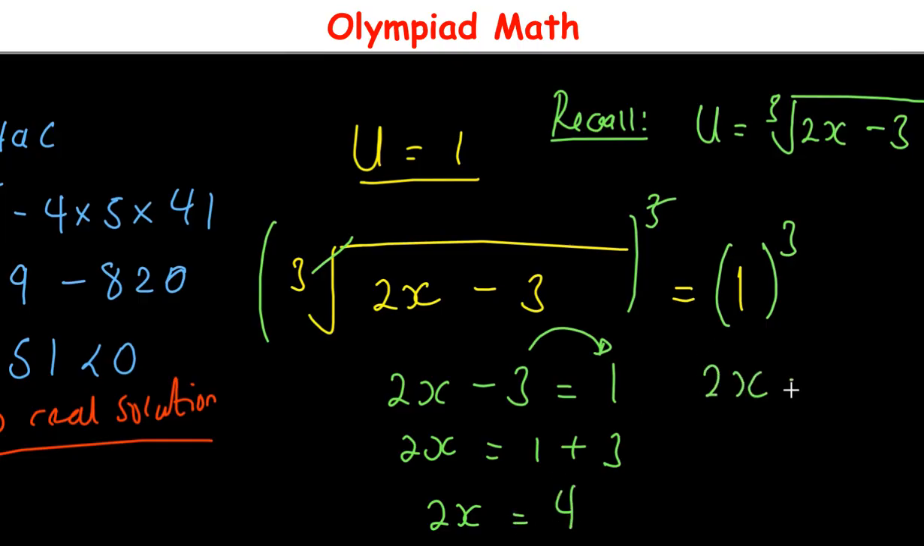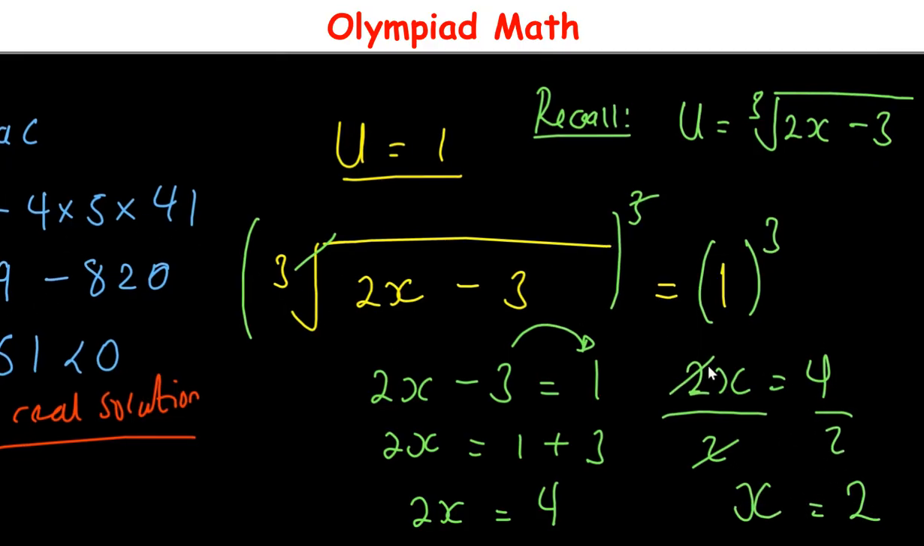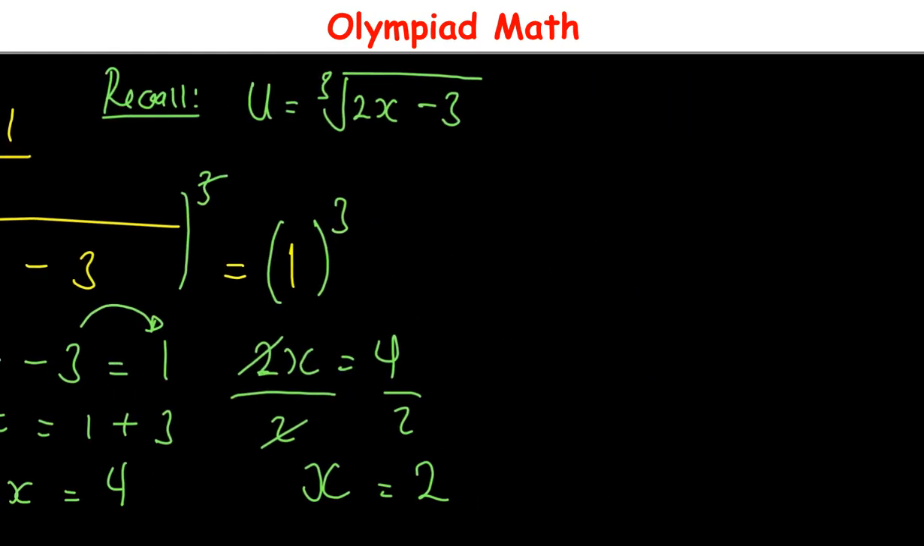So then 2x equals 4. Divide both sides by 2. The value of x is equal to 4 over 2, which is 2. So with this, we have the final solution of the value of x. x is equal to 2 for this given equation.